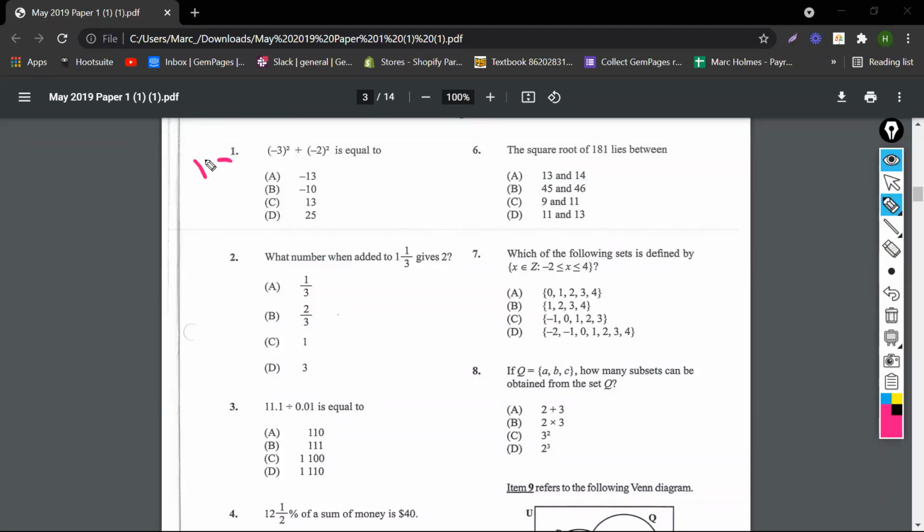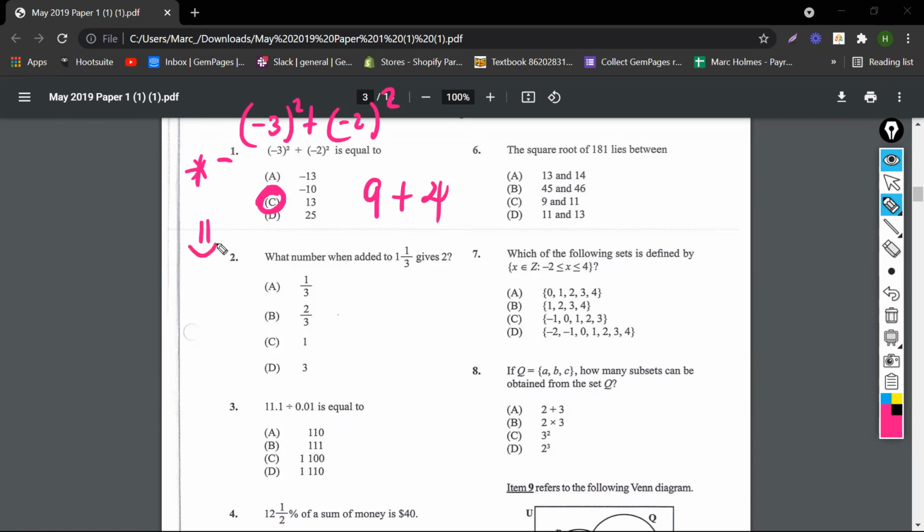First question, really simple. -3 squared plus -2 squared. Guys, if a negative number is squared, you're going to end up with a positive number, so that's 9 plus -2 squared, which is 4. So this is going to give you 9 plus 4, which is 13. So this is the answer, really easy.